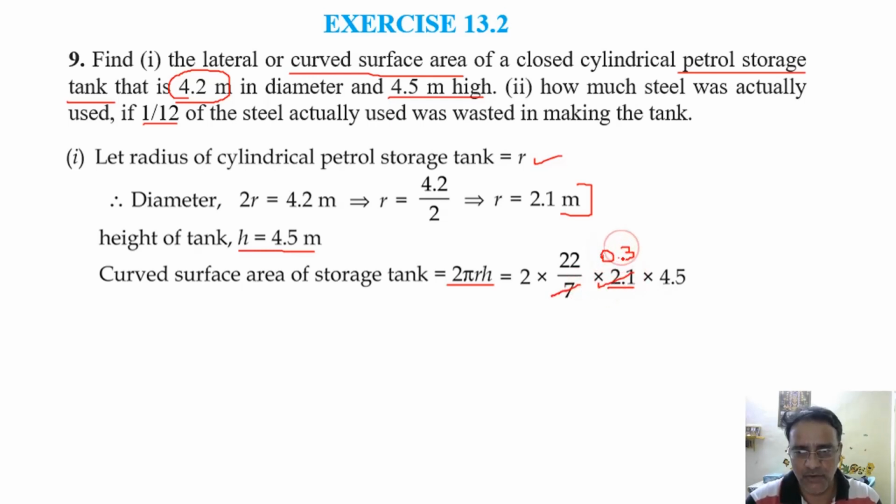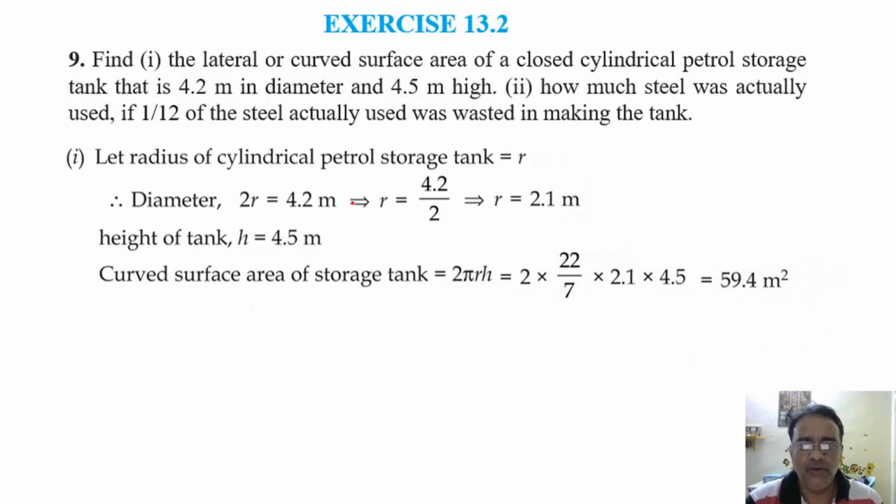Otherwise what you can do, first you remove the decimal, then cancel. Otherwise you can do it in this way also. Since 4.5 and 2 multiplied will give 9, 22 into 9, and then multiply by 0.3. So you will get 59.4 meter squared. Any doubt in this step? No, sir. Okay.